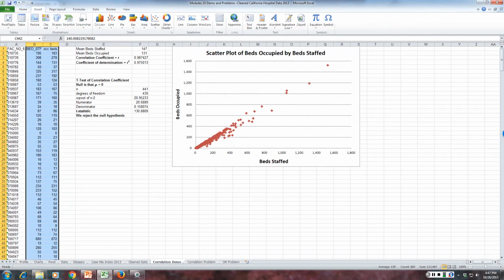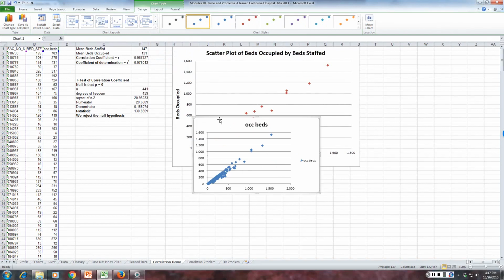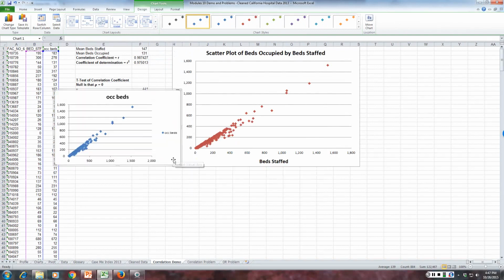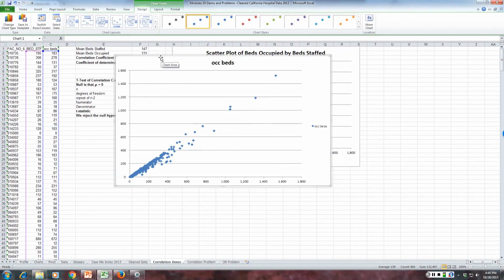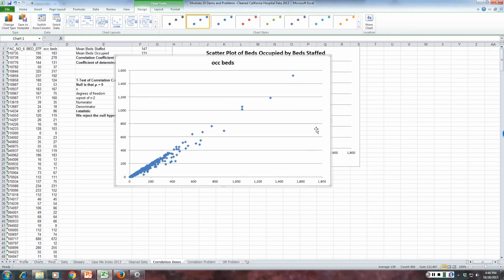Go to this Insert tab at the top. You want to insert a chart, a scatter plot, and you just click that and insert the chart, right? This is one of the best ways to start out analyzing data, because right away, as soon as you look at this chart, you know that there's a clear linear relationship between the beds that are staffed at these hospitals and the beds that are actually occupied.